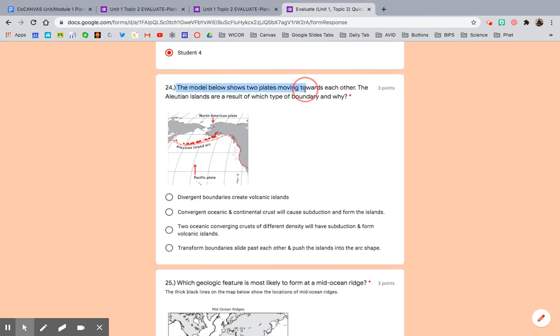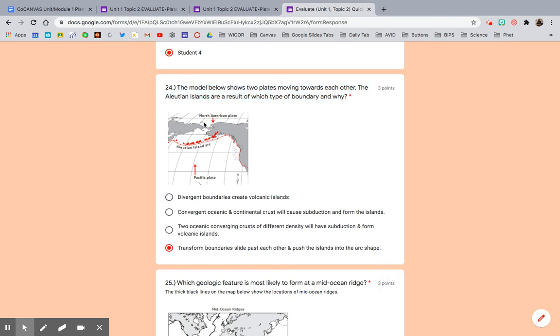Okay, number 24, the model below shows 2 plates moving towards each other. The Aleutian Islands are a result of which type of boundary and why? So what type of boundary is 2 plates moving towards each other? Is that a divergent boundary creating volcanic islands? Is that a convergent oceanic and continental creating a subduction zone to form the islands? Is it 2 oceanic converging crusts of different densities and they'll have subduction and form the islands? Or is it transform boundaries sliding past one another and pushing the islands into an arc shape?